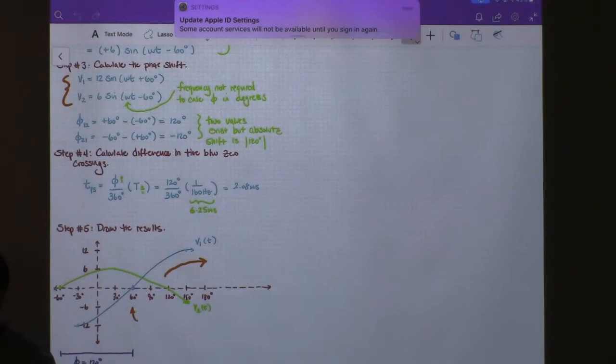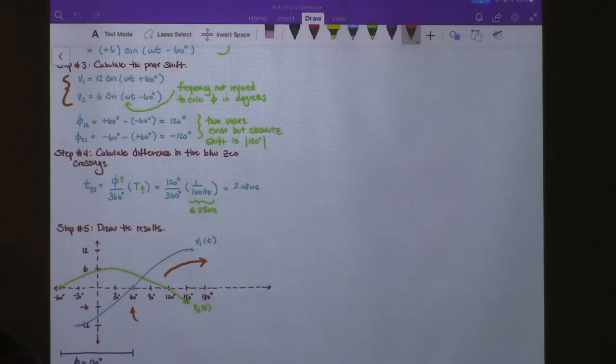Yes? What is the orange arrow? The orange arrow was just me telling you that I was drawing part of the sine wave right there. That's it.